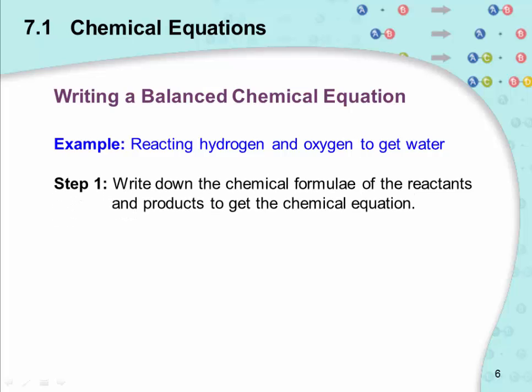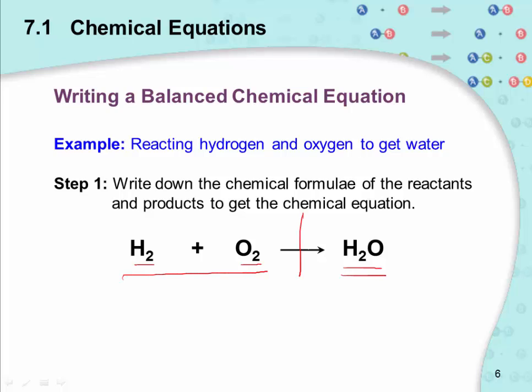For example, reacting hydrogen and oxygen to get water, first you write down the chemical formulas of reactants and products to get the chemical equation. So first you write hydrogen, H2, O2 and H2O. Now obviously when you compare the before and after, you realize that there's 2 oxygen on the left hand side while there's only 1 oxygen on the right hand side. This is definitely not a balanced equation.